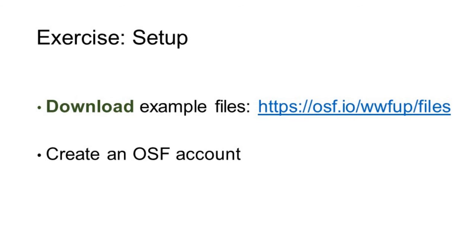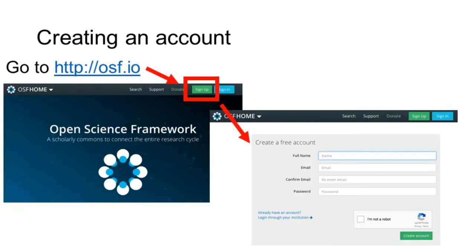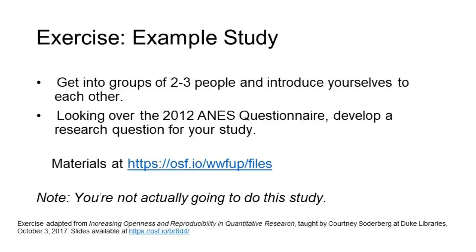After you've done that, we're going to get started by creating an OSF account. To create an OSF account, go to osf.io and click Sign Up in the upper right. Then fill in your name, email, and a password. Check your inbox for a confirmation email from the OSF and verify your email address.